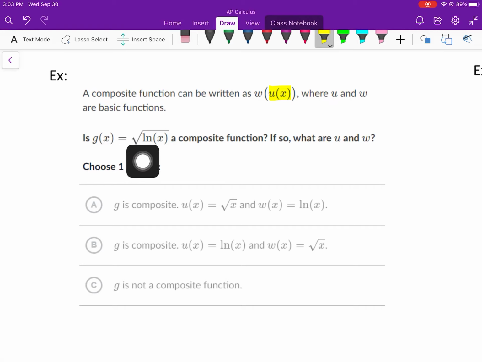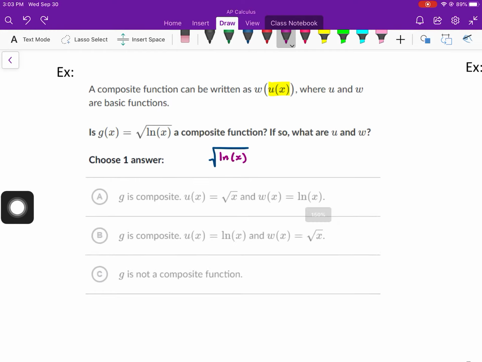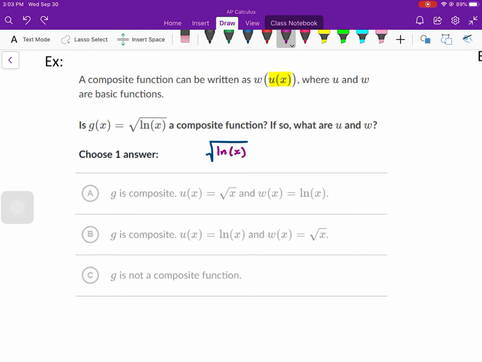So is g of x equal to square root of natural log of x a composite function? If so, what are u and w? So the outside function, if I were to rewrite that, would be the square root, and the inside function would be natural log of x. And of course, natural log of x has its own inside function, but in this case, it's just x. If it was 2x, then we'd have a kind of double composite going on here. And we might see that in future examples.